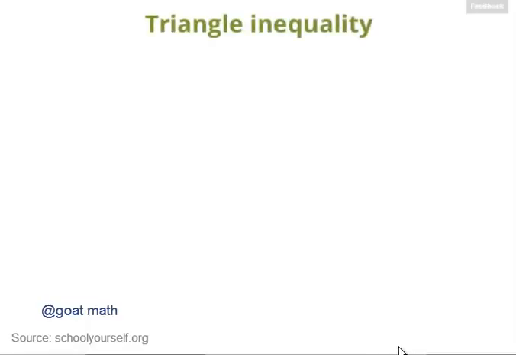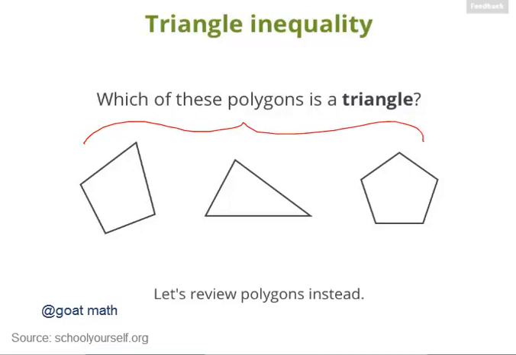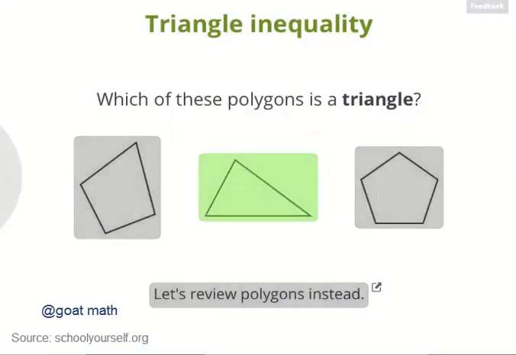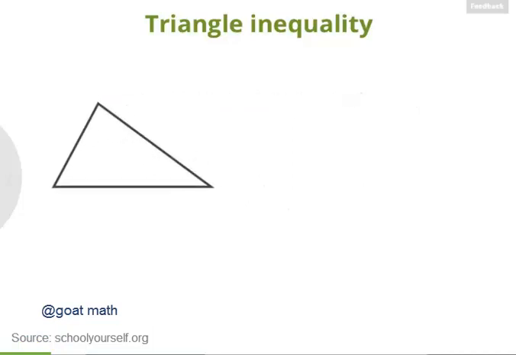Here we'll introduce the triangle inequality and then use it to explore some satellite data. But first, which of these polygons is a triangle? Right, this is a triangle with 3 sides. Let's take a closer look.